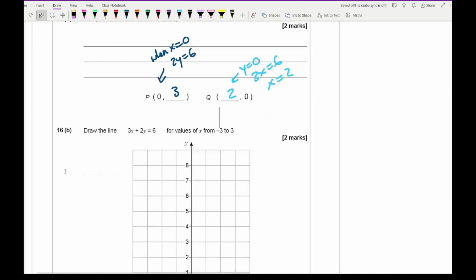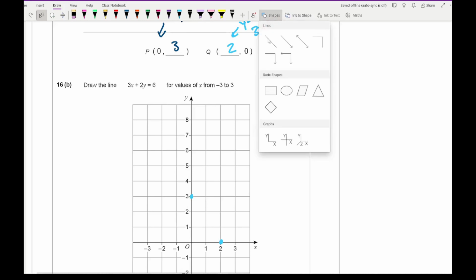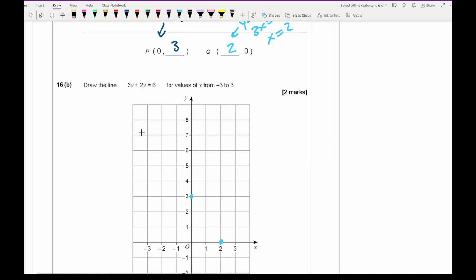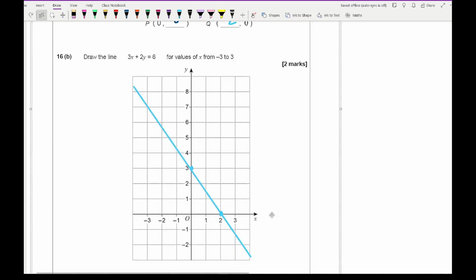The question then says to draw the line on the grid. All I need to do is plot those 2 coordinates. So 0, 3 here, 2, 0 with a ruler. All I then need to try and do, make sure you do extend the line. Yours will definitely be similar.